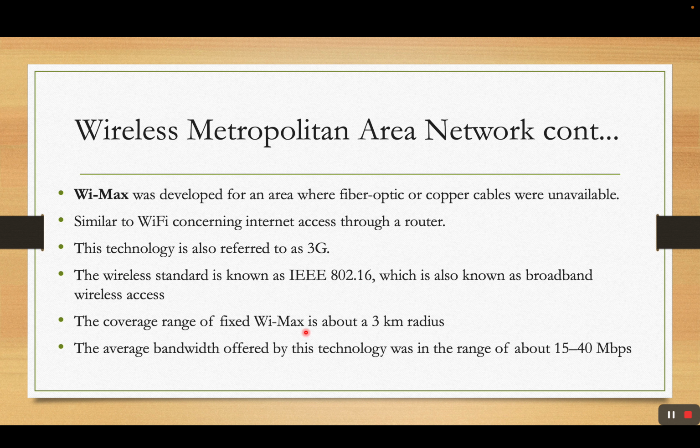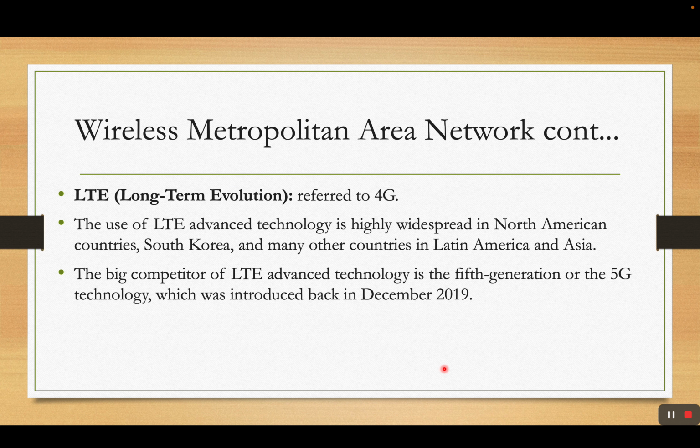The coverage range of the fixed WiMAX is about 3 kilometers radius. The average bandwidth offered by this technology was in the range of about 15 to 40 megabits per second. And basically, WiMAX works with the lower two OSI layers of communication, which are the physical layer and the data link layer.